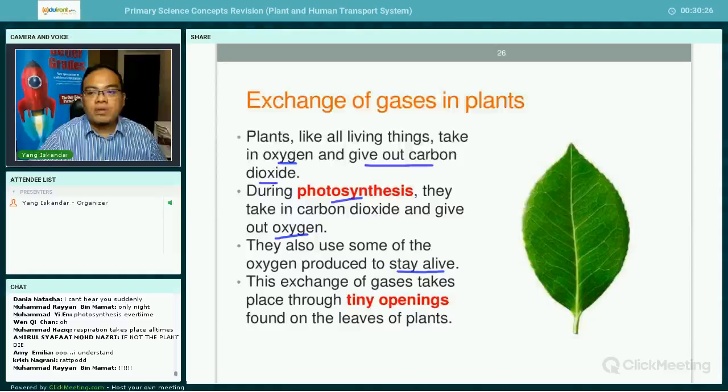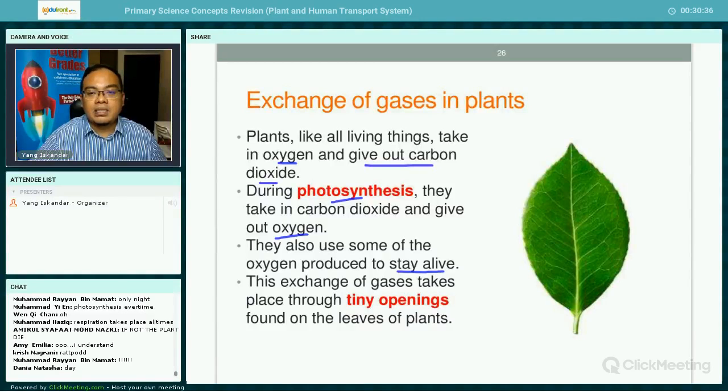But photosynthesis is the process where plants make food. So when do they make food? They can only make food in the presence of light. All right, they can make food in the presence of light. So that doesn't mean that they can only make food in the day.